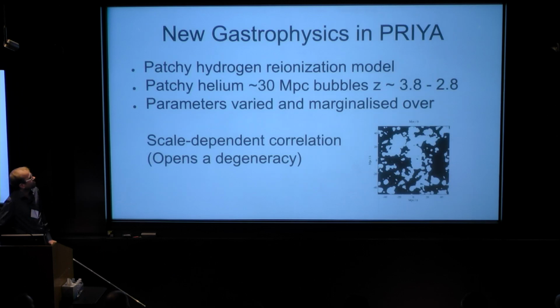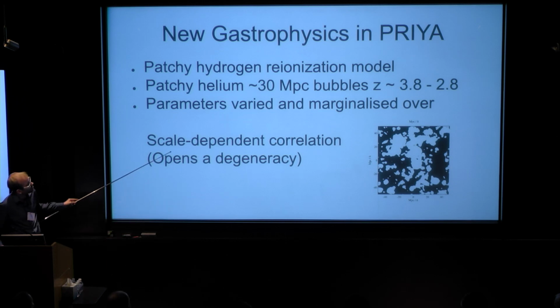We also have some nice astrophysics in here. So for the Lyman alpha forest, what is relevant is hydrogen and helium ionization. We have patchy models. The model here is that we have 30 megaparsec bubbles and they kind of appear around quasars, ionize the gas, and then continue to a higher ionization region. We have parameters for these models. These affect the thermal history of the gas. And we vary them in the suite, and we marginalize them out.